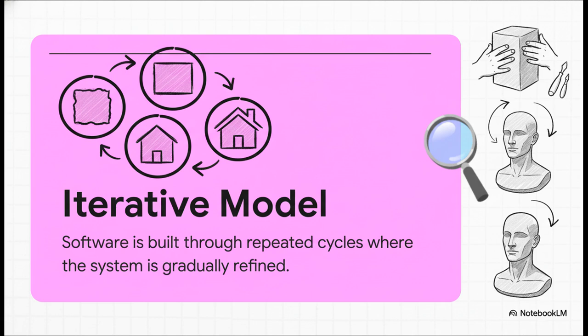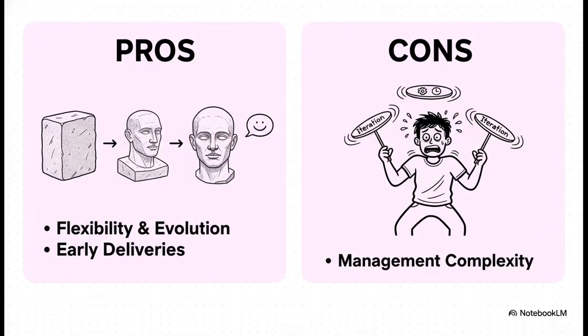It's kind of like sculpting, right? You start with a big block of clay, and with each pass, you slowly carve out more detail until the final form emerges. Now, the huge win here is obviously flexibility. You get a working version, even if it's a simple one, in front of users early on. And you can totally change direction based on what they tell you. But what's the catch? Well, it definitely makes managing the project more complex. You have to be really careful planning each of those cycles to make sure you don't just wander off course and never reach the final goal.